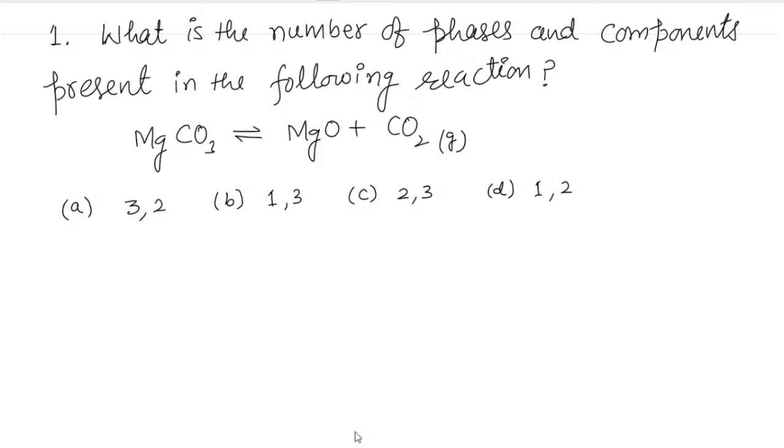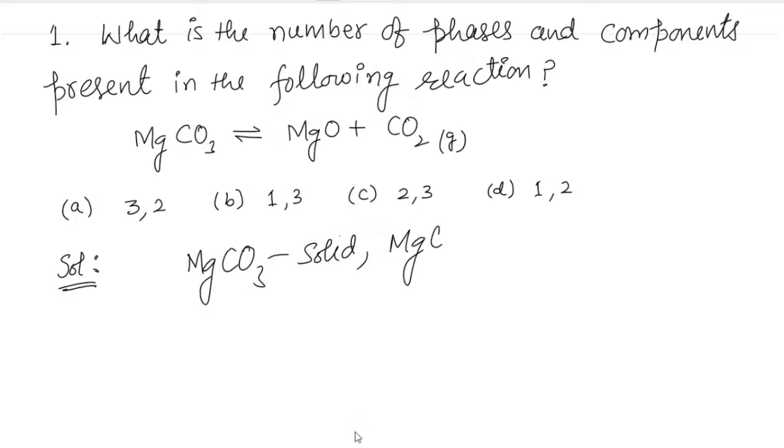So this is the first question. Without wasting time, I will explain. You will write the answer in between. Okay. Say we have magnesium carbonate, magnesium oxide, and CO2. You know, magnesium carbonate is solid. Magnesium oxide is also solid. If nothing is mentioned, it means they are solid. Okay. And CO2 is gas.